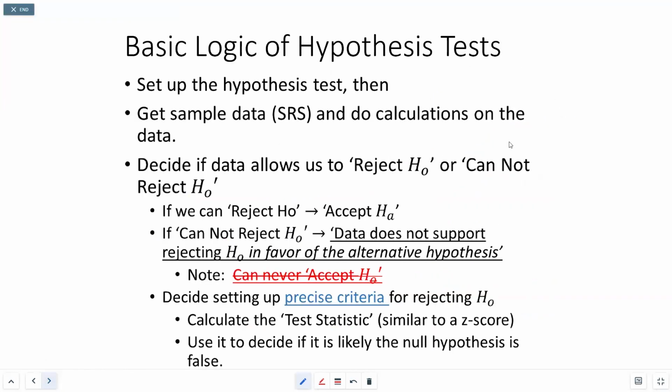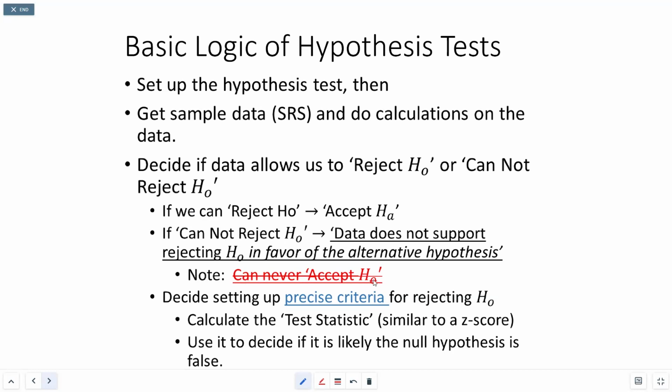Okay. So let's just go over the steps again. Set up the hypothesis test, get the sample data, do the calculations on the data by getting a test statistic. Decide if the data allows you to reject the null or not reject the null. If you can reject the null, then you accept the alternative. If you cannot reject the null, then what you would say is that the data does not support rejecting the null in favor of the alternative.